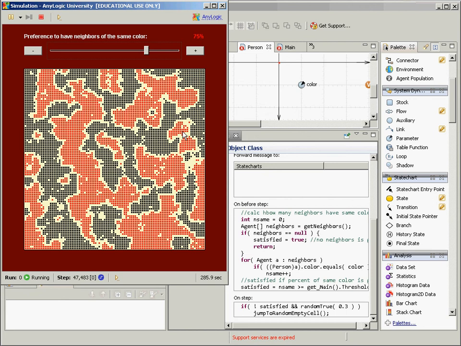So this is a model that's a thought piece model. It's a model for insight. It's a model that's meant to illustrate some underlying truth about how these patterns can emerge even with slight preferences, but it's not meant to be data rich. So this is a model where data collection is a modest component of it.